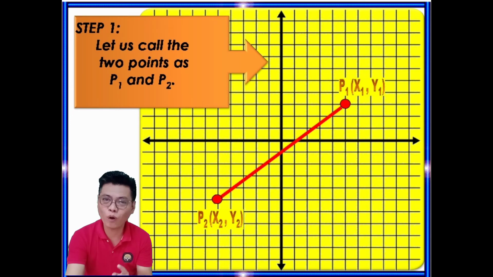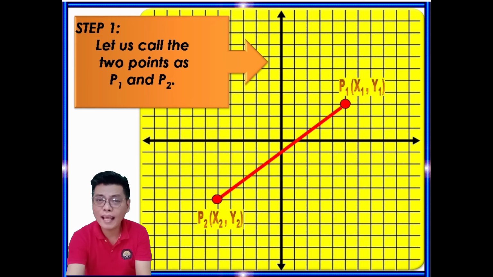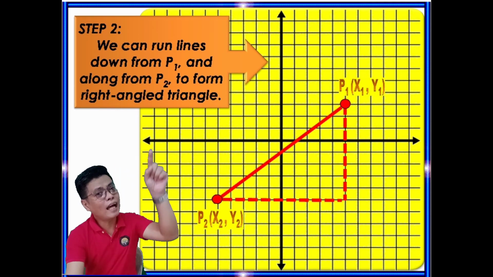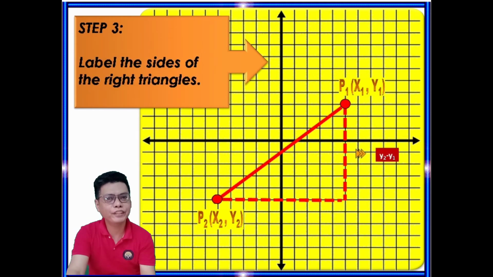First, let us call the 2 points P sub 1 with coordinates x sub 1, y sub 1, and P sub 2 with coordinates x sub 2, y sub 2. In the next step, we can draw a line down from P sub 1 and along P sub 2 to form a right-angled triangle. For the third and final step, let us label the sides of the triangle.